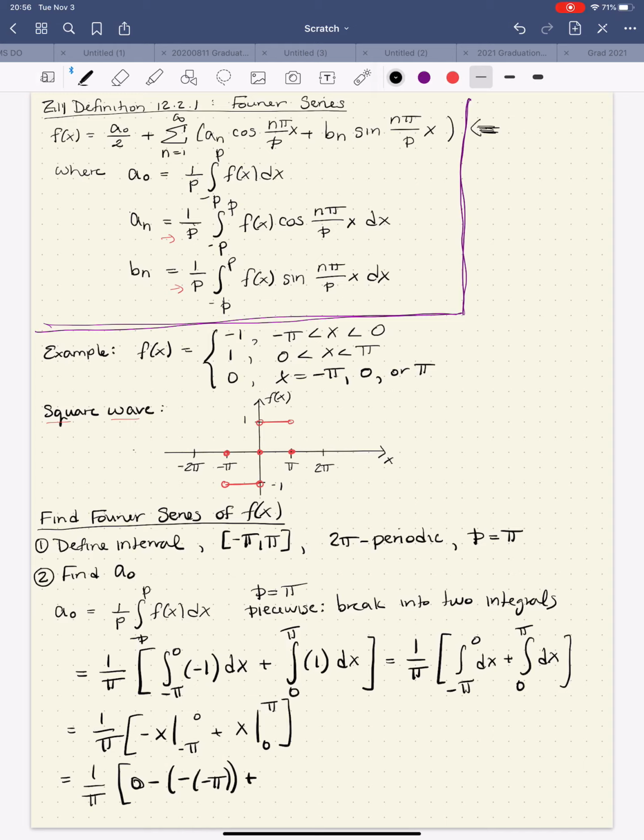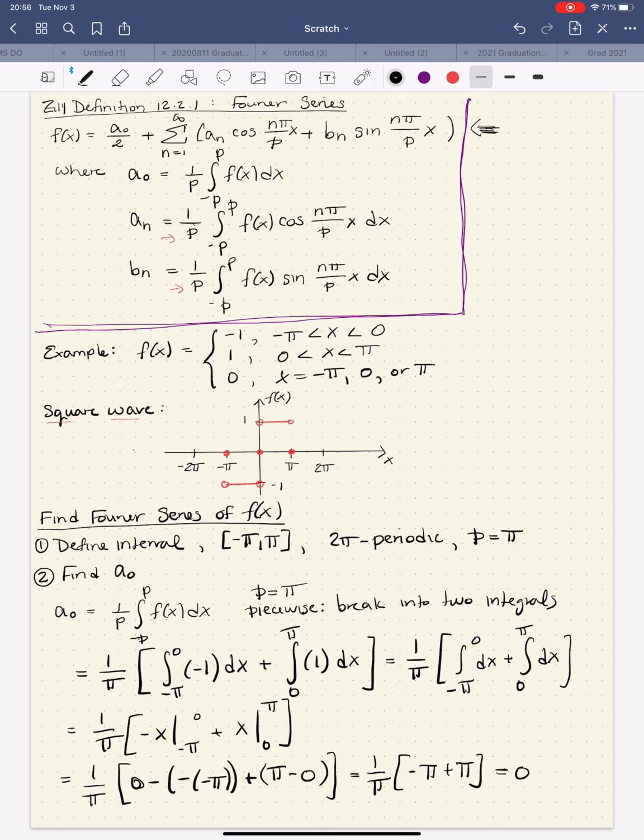Plus, and then we have pi minus 0 here. Okay, so you should see here that you get 1 over pi, negative pi plus pi, which of course we know to be 0.